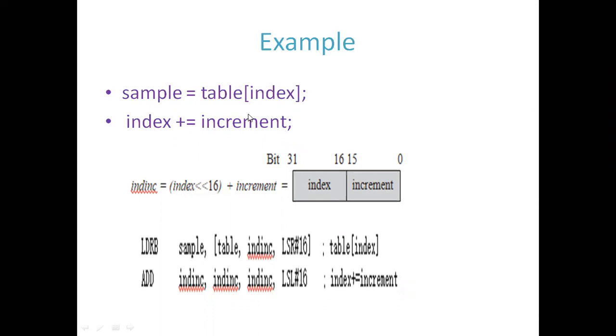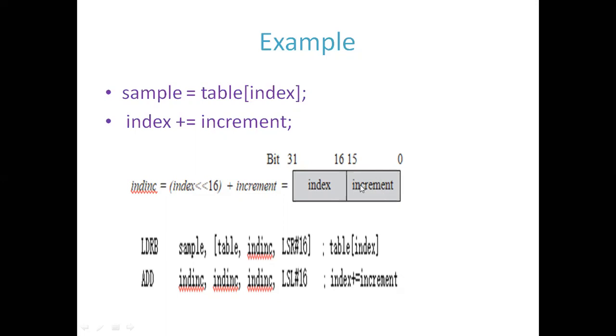Now what you do is store increment in the first 16 bits of the 32-bit register, and index will be stored in the next, the high order 16 bits, right? So now look at this. In a single register, I have stored two variables. In the first 16 bits we have stored increment, and in the higher order 16 bits we have stored index. In this way, we are making use of the register.